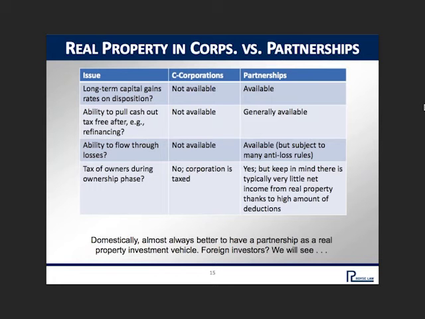About the only thing that might seem advantageous about a C corporation is that the owners aren't really going to be taxed during the ownership phase unless you distribute dividends, whereas in a partnership, the partners will directly be paying tax on any net income earned by the partnership. However, as Art was saying earlier, real estate tends to have very little net income during the ownership phase because of the amount of deductions that you will get. Generally, it's going to be preferable as an income tax matter. We will see later on in the structuring section when you might want to use a corporation instead, or if you indeed will, as a foreign investor.